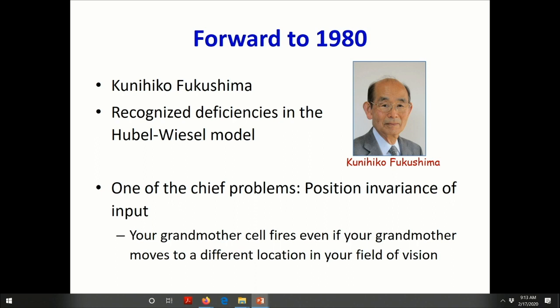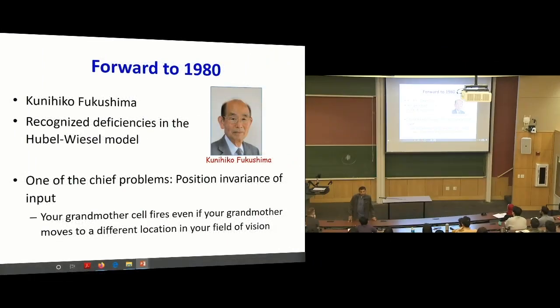So fast forward from 1959, 21 years to 1980, and Kunihiko Fukushima realized that he could computationalize this model, but there were deficiencies in the model. First and foremost, your visual response has shift invariance, right? It doesn't matter whether your grandmother's standing over here or if she is standing over here, you're going to recognize your grandmother. And I'm using the term grandmother because they actually speak of something called a grandmother cell.